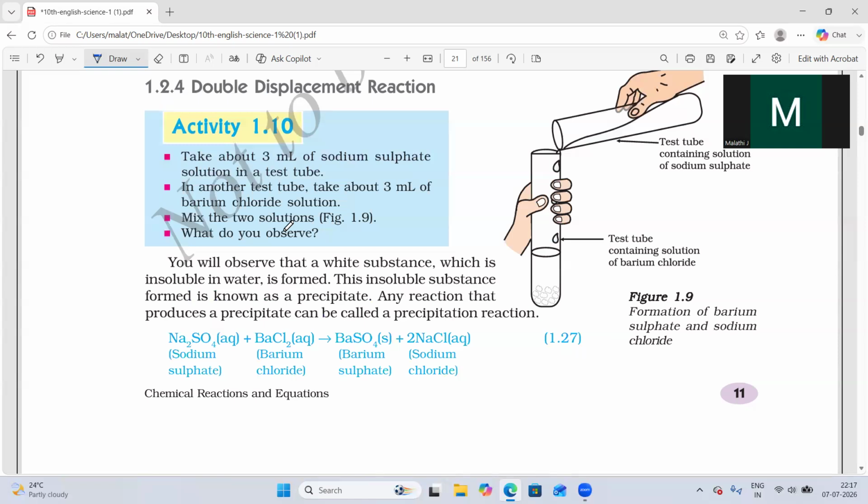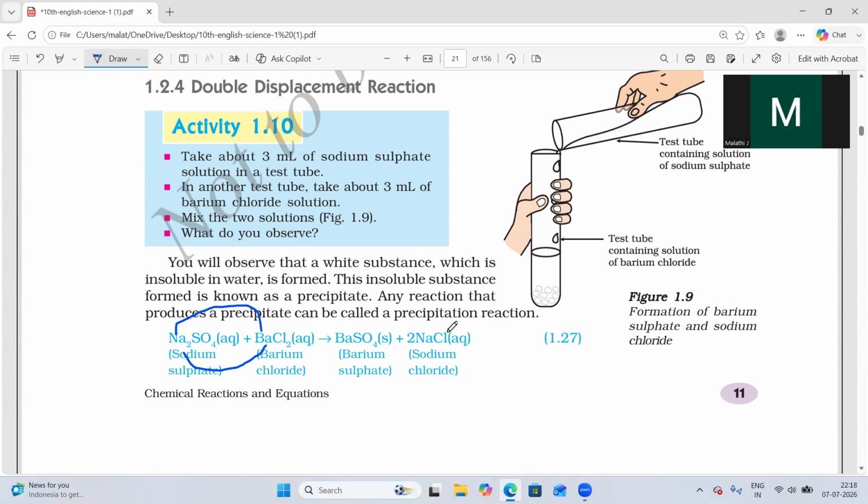How does the exchange happen? We should not call them elements here. We will check with this example. You take a sodium sulfate solution and a barium chloride solution. What is happening here? Barium will be at the place of sodium. Here you will get barium sulfate plus NaCl solution.